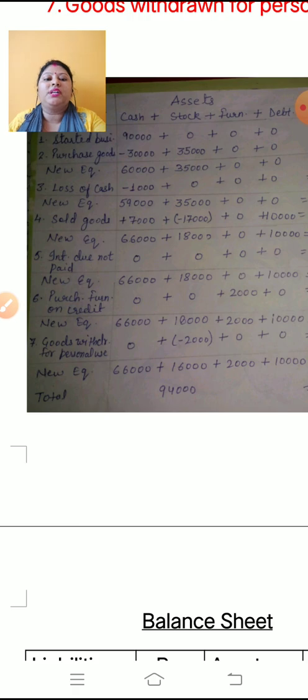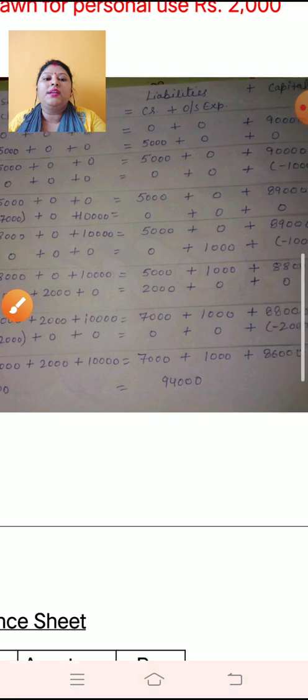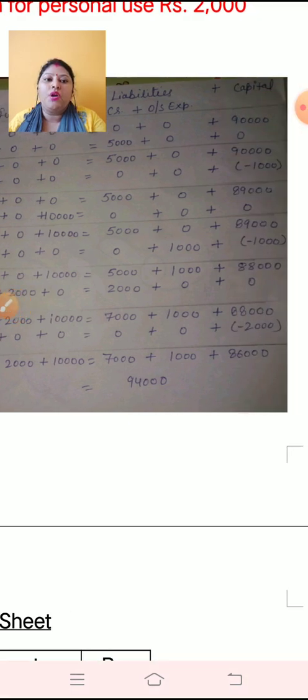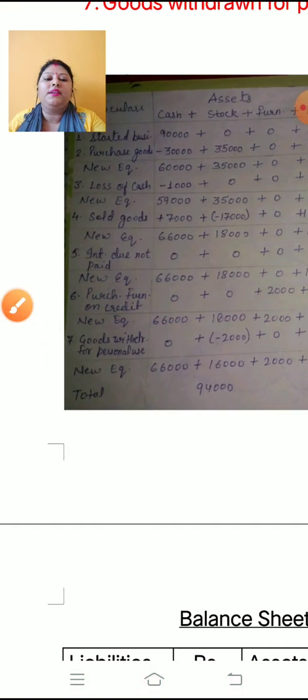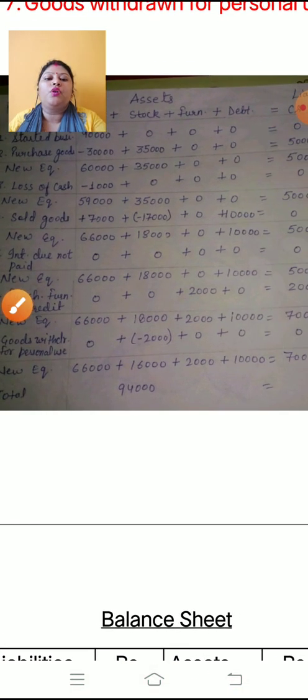So new equation: now cash 60,000 minus 1,000, 59,000. Stock amount is the same, 35,000. Furniture and debtor 0. Creditor side is also 5,000. Outstanding expenses 0, and capital is also decreasing by 1,000, so 89,000. Okay. Now after the new equation, the fourth transaction is sold goods.